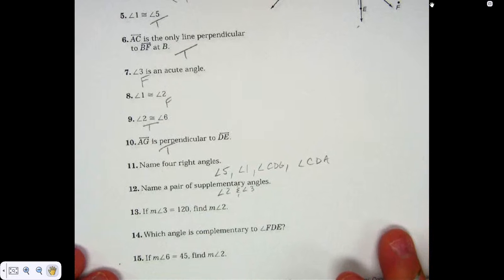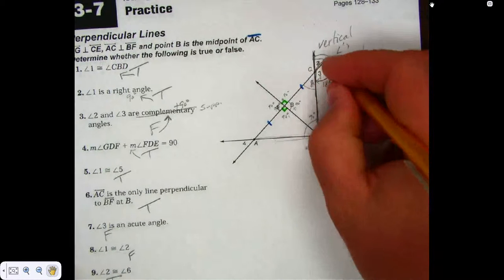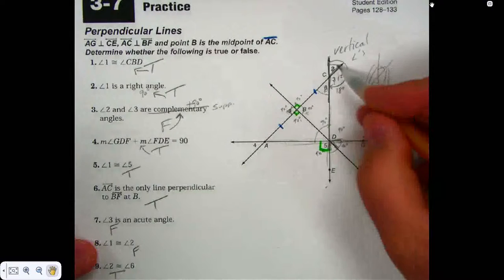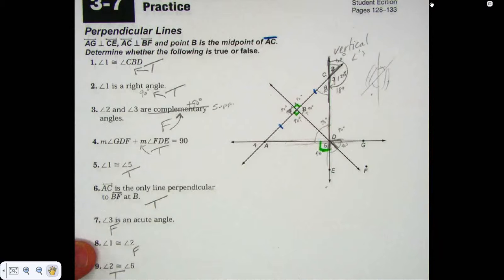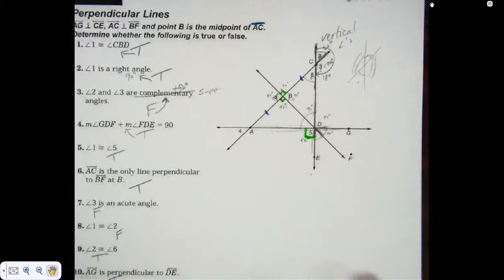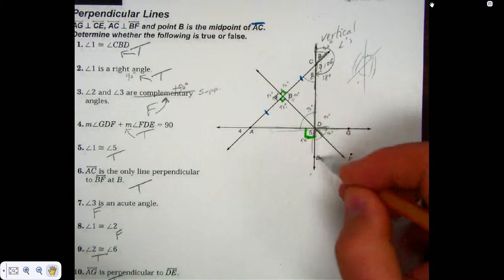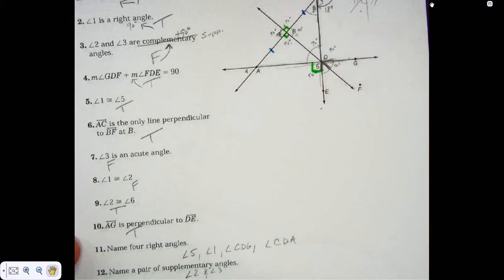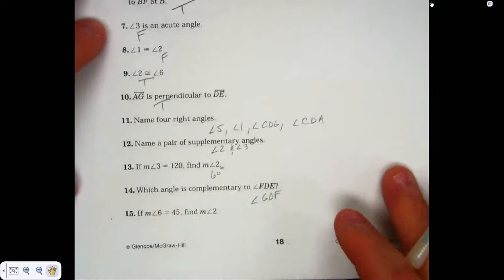If the measure of angle 3 is 120, find the measure of angle 2. What's angle 2 got to be then? Very good. Which angle is complementary to FDE? F to D to E. GDF. Right? That was actually up here in the top, wasn't it? It's kind of the second time we've dealt with those.